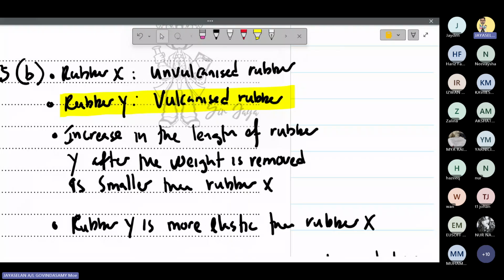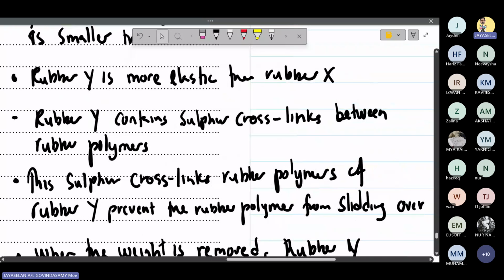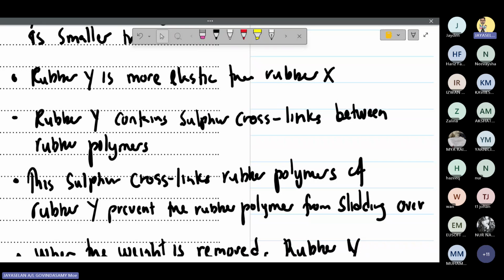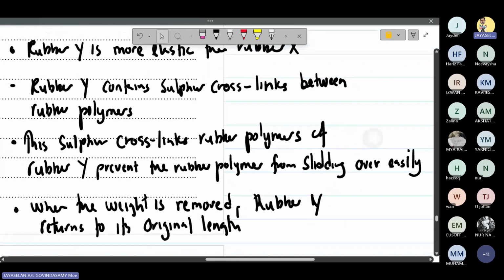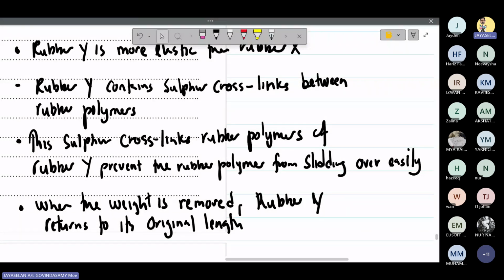Increase in the length of rubber Y after the weight is removed is smaller than rubber X. So satu markah. Rubber Y is more elastic than rubber X. Ini kamu boleh tulis last sekali pun, suka hati kamu. Next point, rubber Y contains sulfur crosslink between the rubber polymers. These sulfur crosslinks between the rubber polymers in rubber Y prevent the rubber polymers from sliding over easily. Satu markah. When the weight is removed, rubber Y is able to return to its original length.